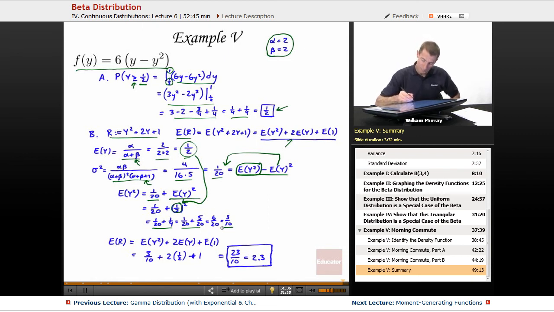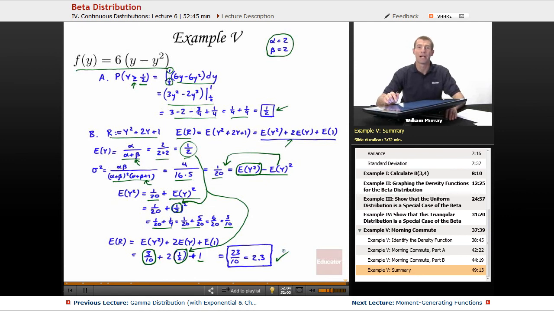Drop that into our expected value for R, and then this 1/2 is also that 1/2 from the E of y, and the expected value of 1 is always 1 because 1 is constant, so you expect it to have its value. And then simplifying down, 3/10 plus 2 is 23/10, or 2.3.